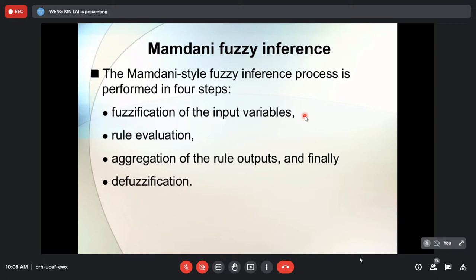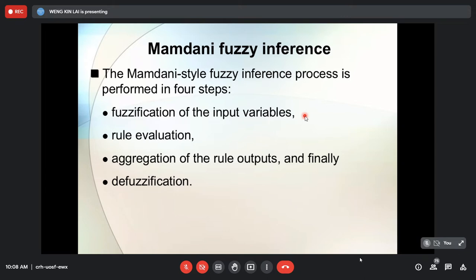Then after that first step, you will look at the rules and evaluate the rules. Rule evaluation, basically, looks at which of the rules will fire, and when they fire, what is the strength of their firing. Unlike the Crookes method, whereby we always assume that when it fires, it is good, not in this case. In the fuzzy inference system, we will look at the strength of your firing.